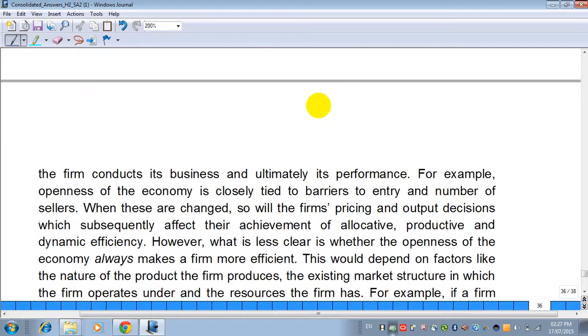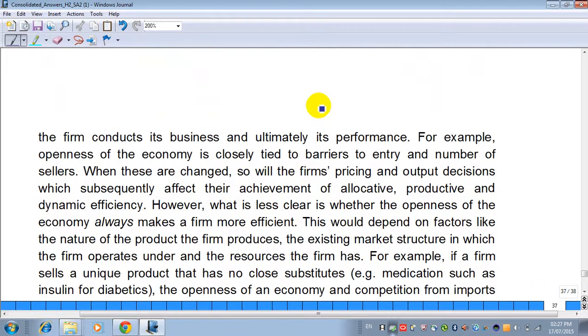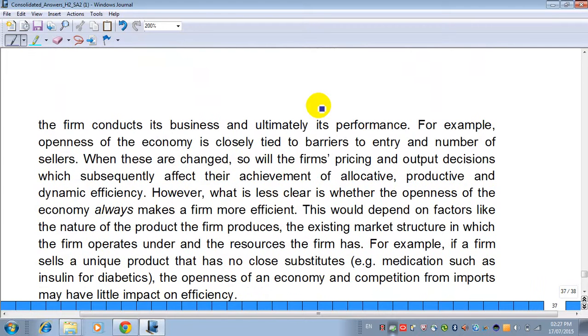For example, the openness can affect the barriers to entry. So when you're open to imports, it means that there'll be less barriers to entry in the various markets. There'll be more sellers, and that is of course going to affect the level of efficiency in the market. It is greatly tied to the idea of barriers to entry. So you're value adding to the essay. You're writing things that you did not write before. Even if certain things are repeated, you must value add by adding in certain new points.